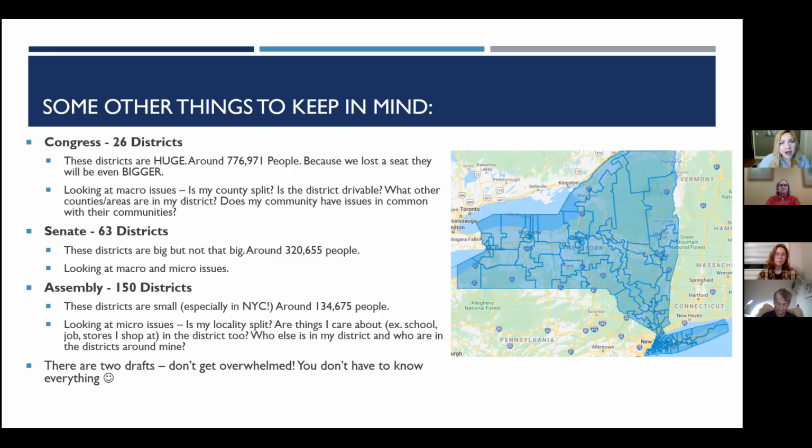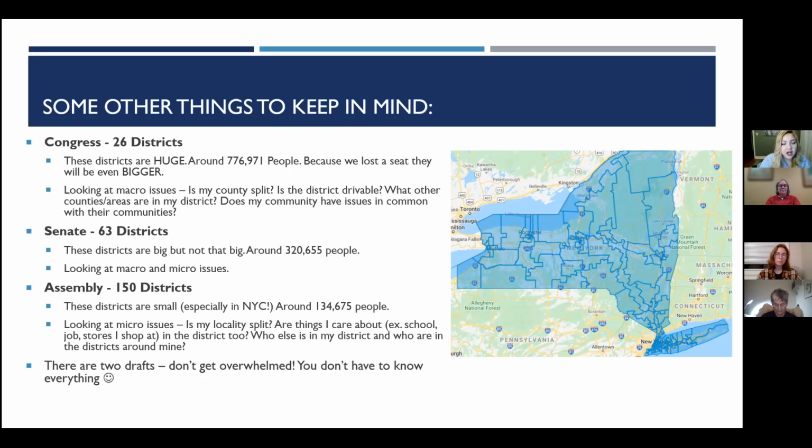You're looking for macro issues here. Is my community split? Is my district drivable? What other counties or areas are in my district? Does my community have issues in common with those other communities or counties that are in my district? Really big picture issues. For Senate districts, it's kind of in the middle, 63 districts. We're looking at around 320,000 people per district. You're looking at macro and micro issues for that one.